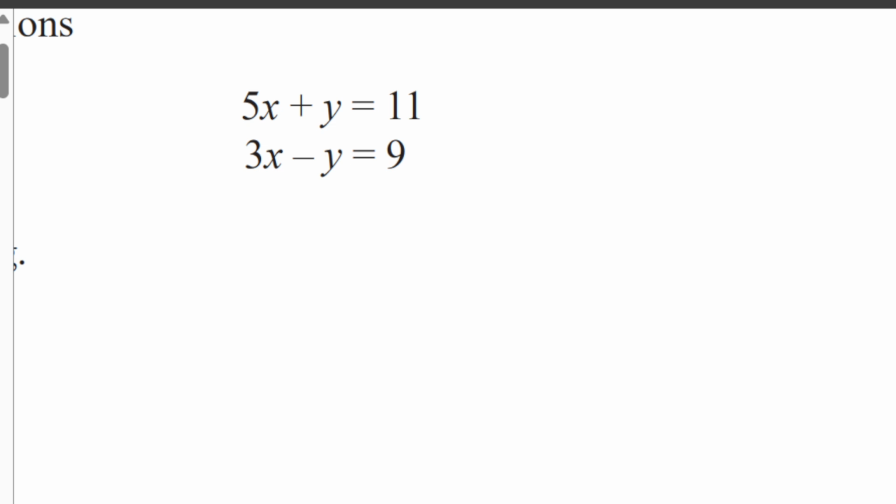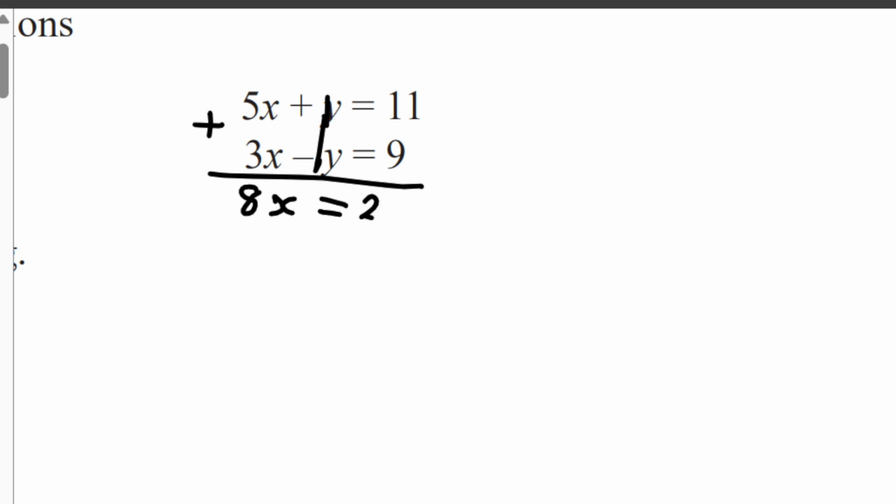Right. If we look here, there is plus y and minus y. So the y's are equal, plus and minus, and it's the same number. If you have different signs, then you add. So that's what we do. 5x plus 3x is 8x. Plus y plus negative y cancels.